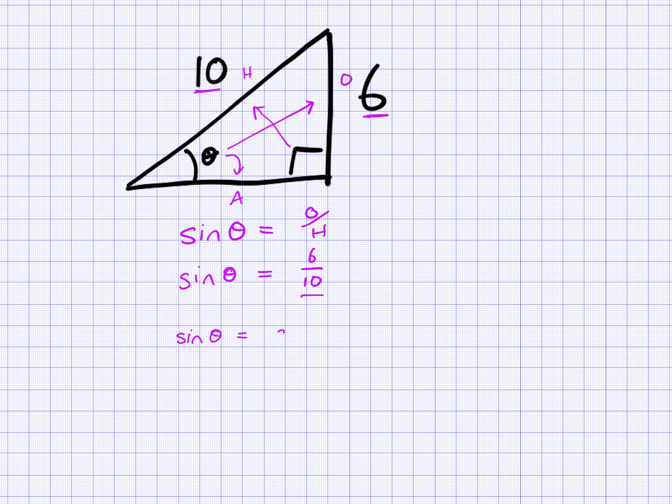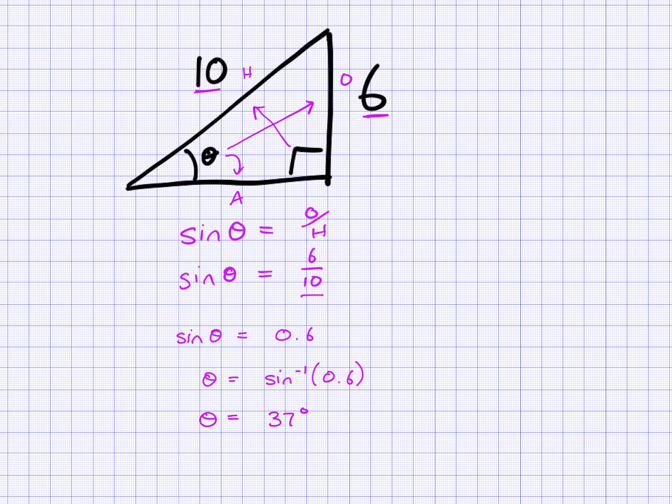Sine theta equals 0.6. Using my calculator, I would then type in the opposite of sine, 0.6, and it would tell me the answer is, for the missing angle, of 37 degrees.